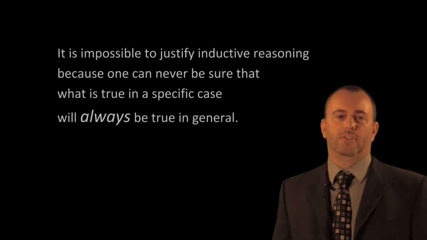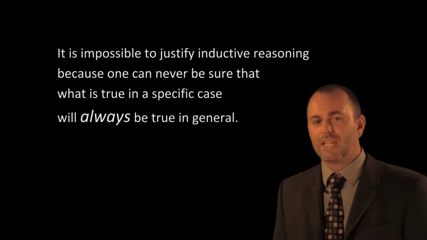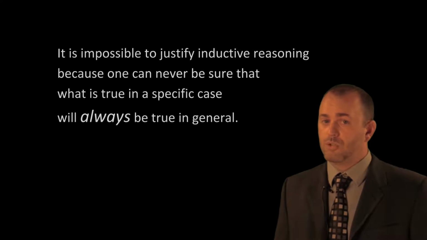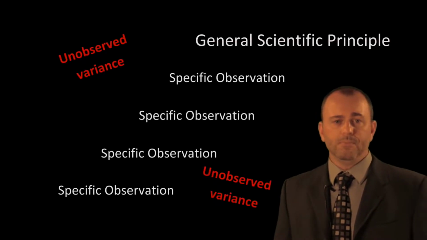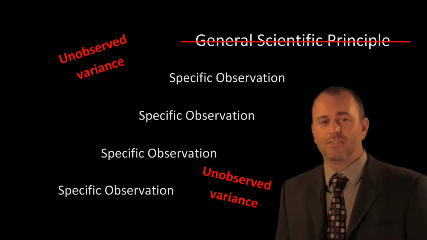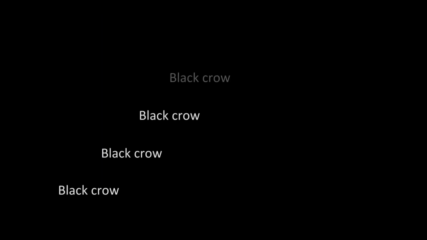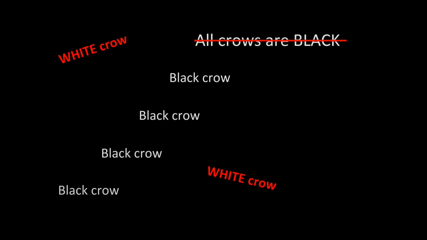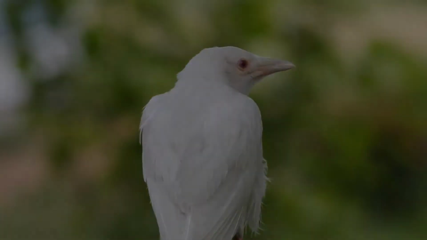It is impossible to justify inductive reasoning because one can never be sure what is true in a specific case or instance will always be true in general. This is because inductive reasoning allows for the possibility that the conclusion, the general principle, is false, even if all the specific instances or the premises are true. If a scientist is studying crows, he might observe 999 crows and that they are all black. But is he ever able to assert that all crows are black? No. The next crow he observes might be an albino. One can never observe all crows, past, present, and future.